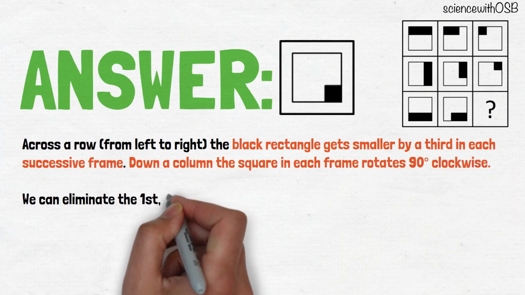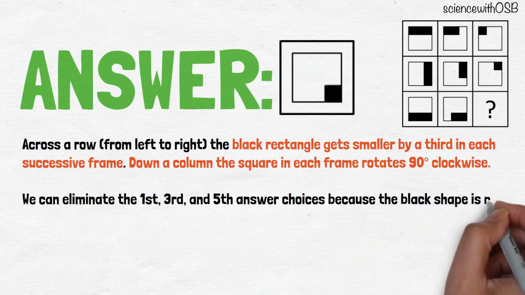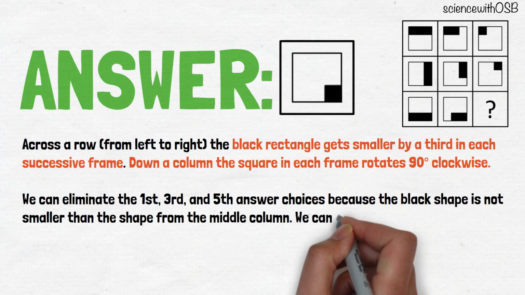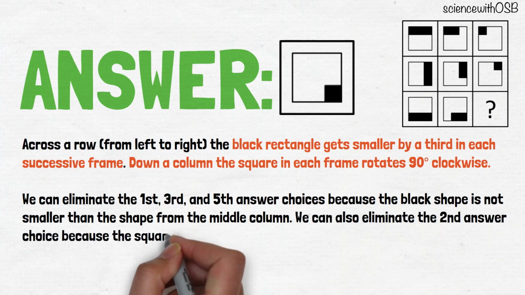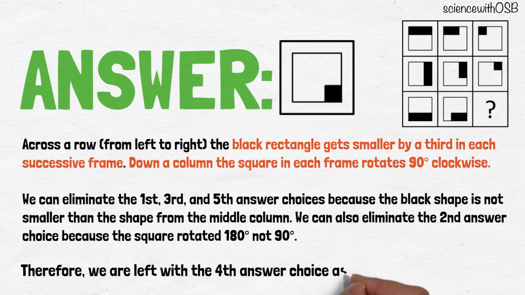We can eliminate the first, third, and fifth answer choices because the black shape is not smaller than the shape from the middle column. We can also eliminate the second answer choice because the square rotated 180 degrees and not 90 degrees. Therefore, we are left with the fourth answer choice as the only correct solution.